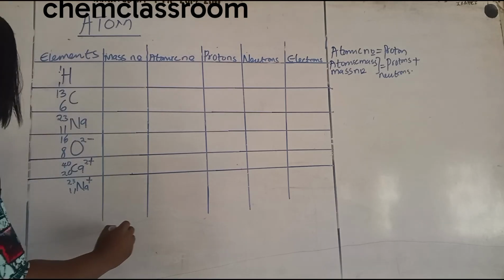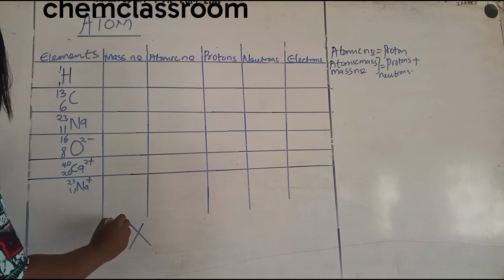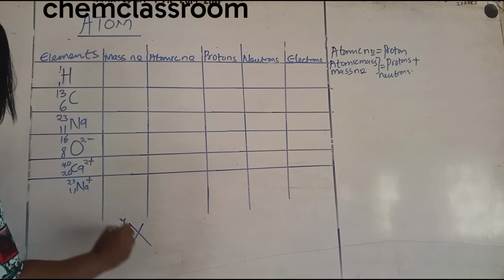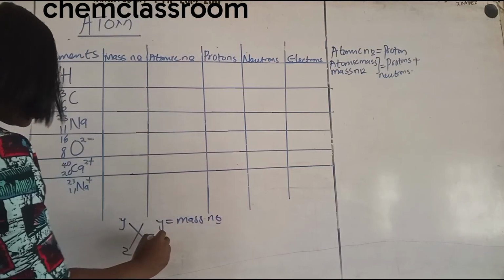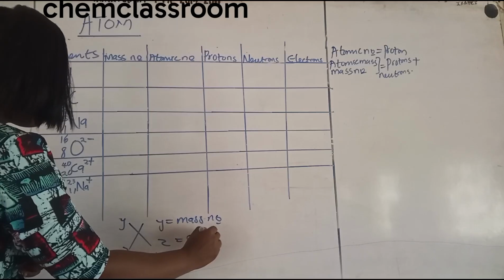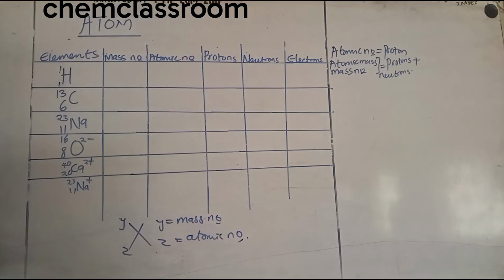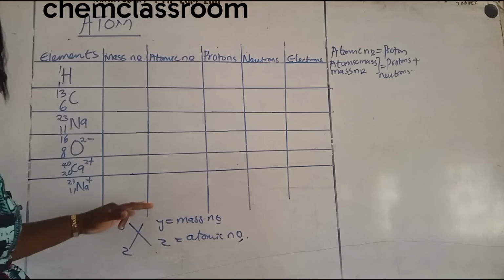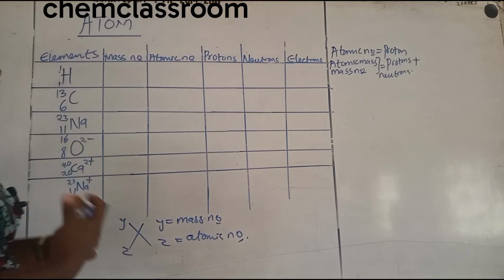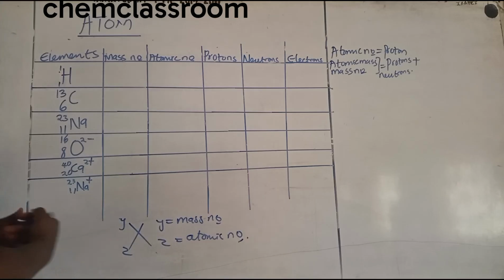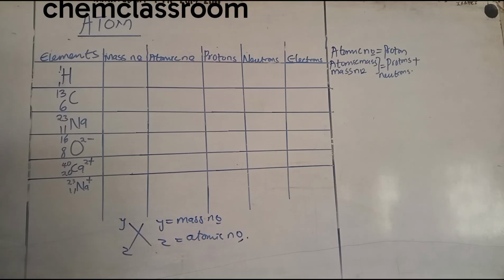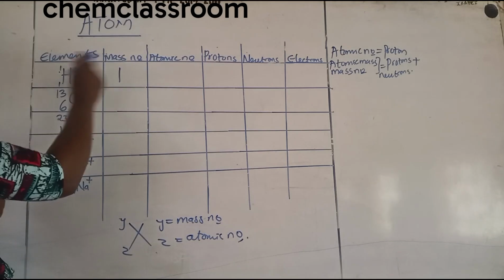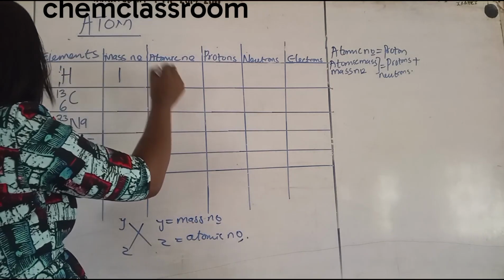If you have something like this, X, then you have Y and Z. Y here is the mass number or the atomic mass, then Z is the what? Atomic number. Because you can see some examples like this and you'll be wondering which one is mass number, which one is atomic number. So the one on top is the mass number or the atomic mass, while the one down is the atomic number. So the mass number here is 1, the one written up, and the atomic number is 1.